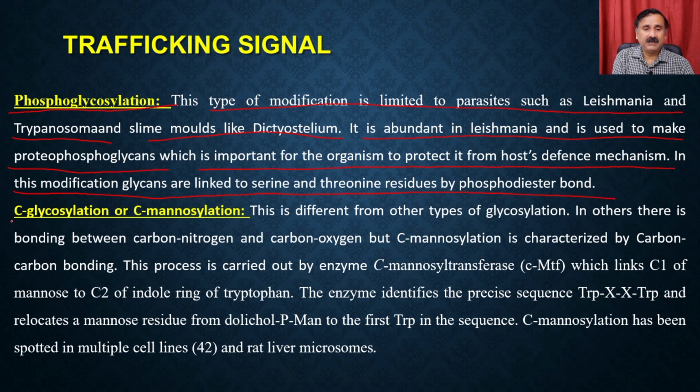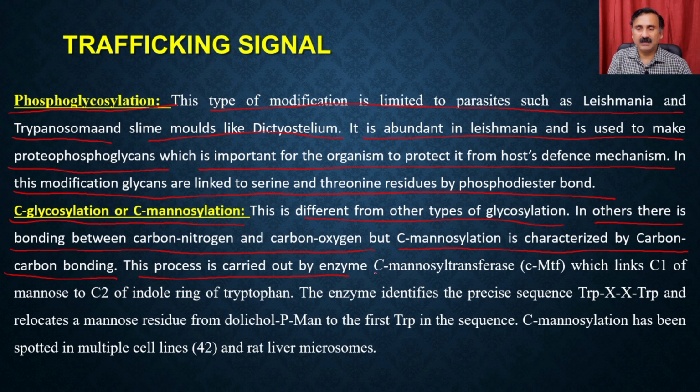Then we have the C-linked glycosylations, right? This is different from the other types, where there is a bonding between the carbon and nitrogen or the carbon and oxygen, but the C-glycosylation is characterized by the carbon-carbon bonding. This process is carried out by an enzyme which is called the C-mannosyl transferase, which links the C1 of the mannose to the C2 of the indole ring of the tryptophan.